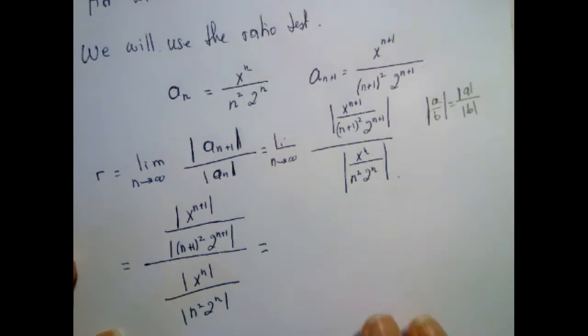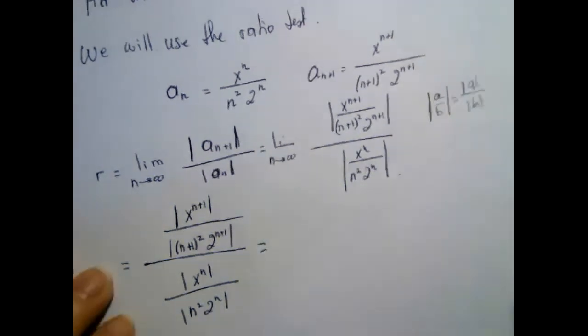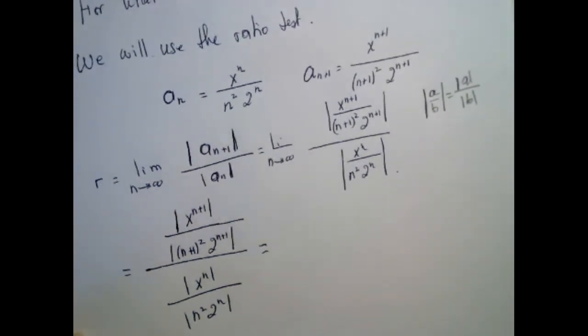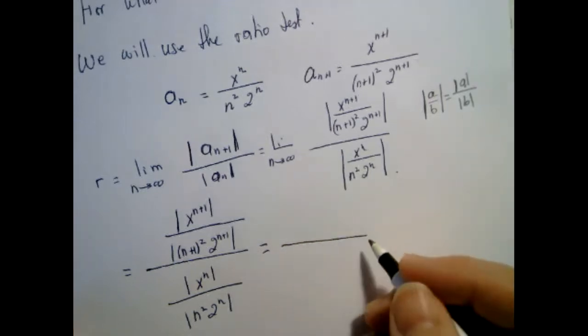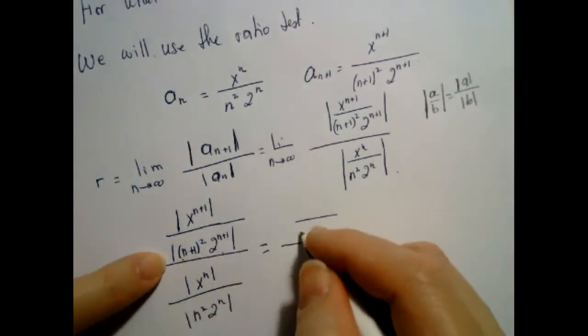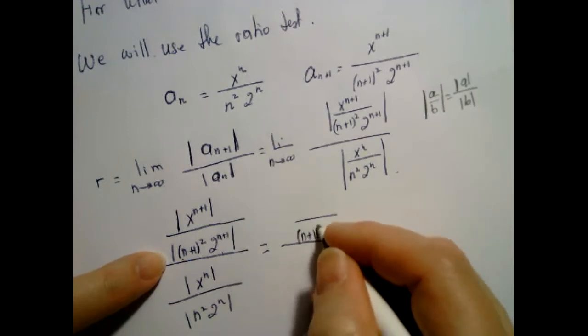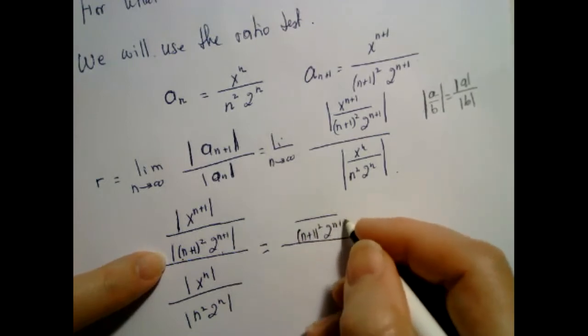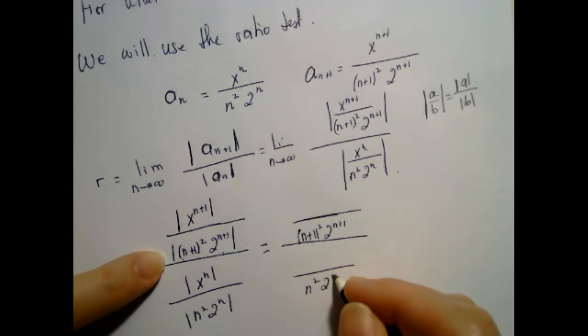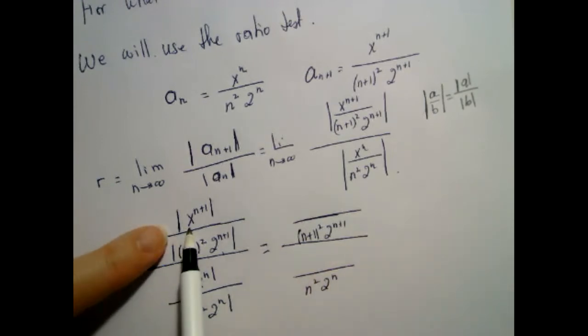Now, which terms should I keep the absolute values on and which terms can I throw them away? I don't need them on the denominator. Watch carefully. The denominator is positive, so the absolute value in the denominator is useless because that's a positive term. So this is n squared 2 to the n. What about the numerator? Do we need the absolute value?